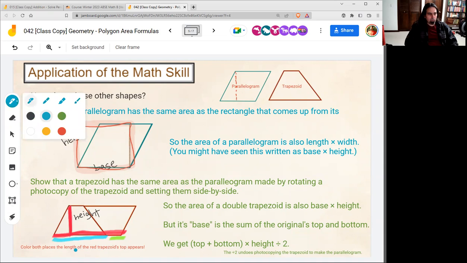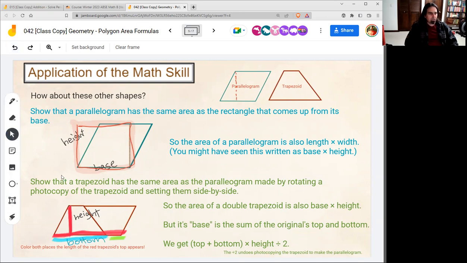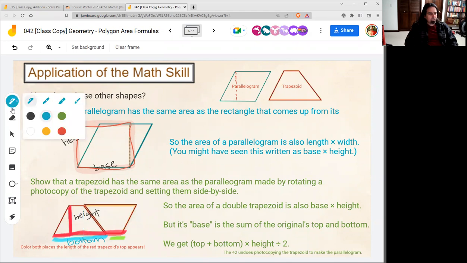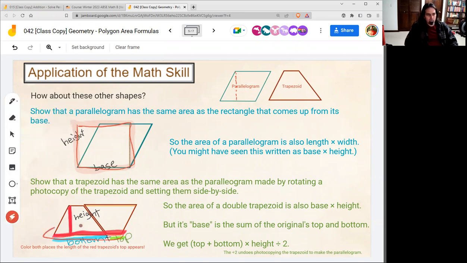So this blue part was what we called the bottom of the original one. Where did this little green distance come from? Well, that, before I moved things, used to be the top of the original one. So the parallelogram I'm making, I make by saying that the bottom plus the top is how far to go across this kind of big bottom shape.